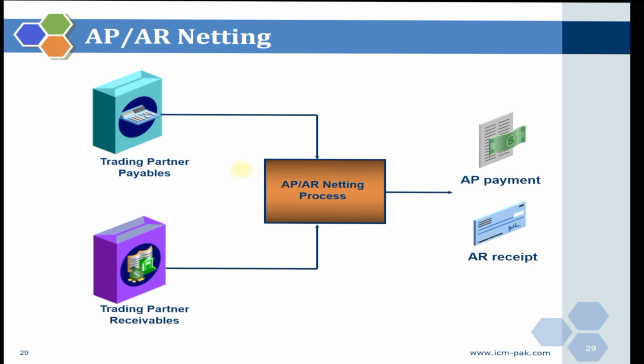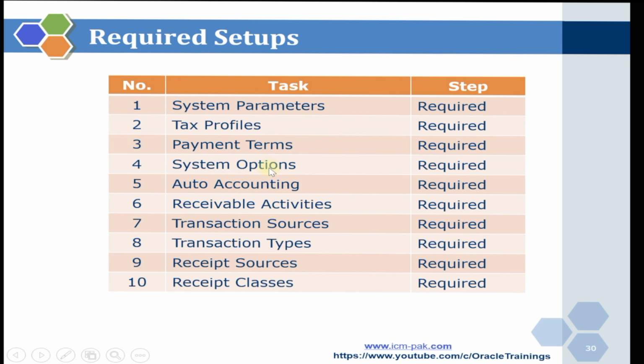For that purpose, you can say a vendor or customer, and then you will be able to do the netting for AP payment and AR receipt. So this will also be AP AR netting. So now we will see the system setup.